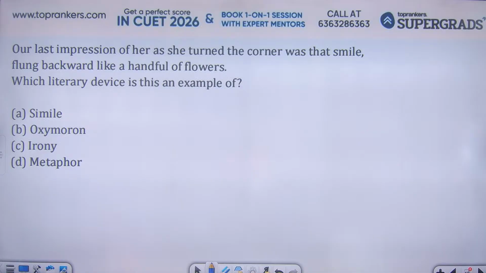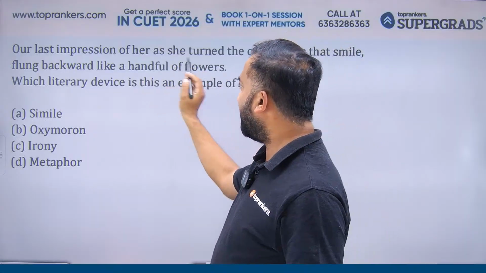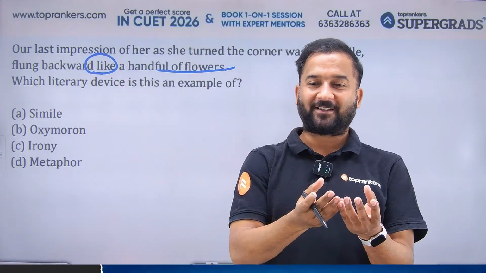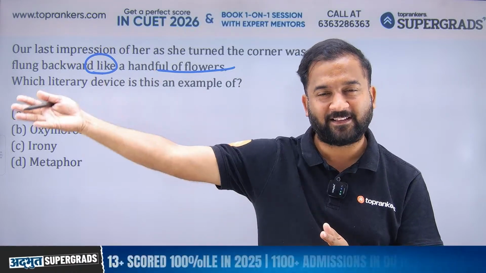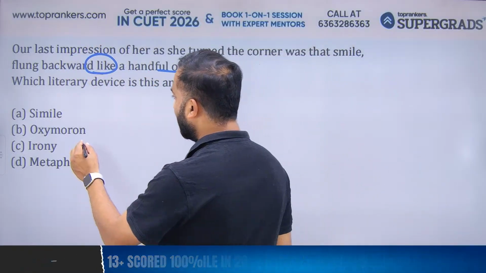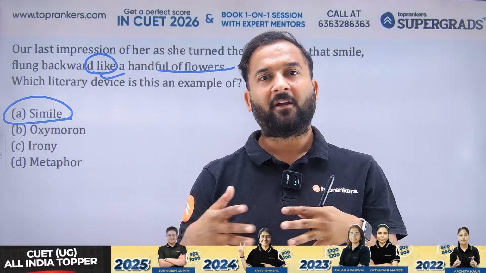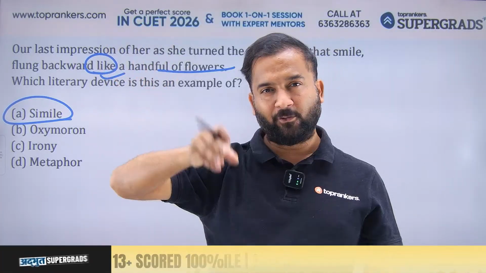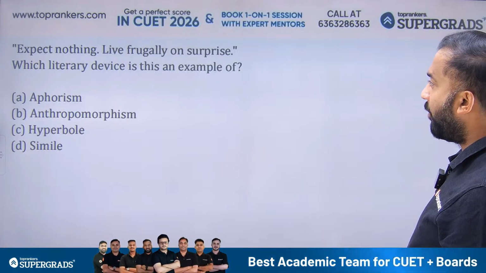Next question. Our last impression of her as she turned the corner was that smile flung backward like a handful of flowers. So her smile was like a handful of flowers, बहुत सारे flowers की तरह. अच्छा स्टेटमेंट है, बट देन अगेन हमें अच्छे स्टेटमेंट में फंस नहीं जाना है. हमें ध्यान देना है कौन सा फिगर ऑफ स्पीच है यहाँ. And the figure of speech here is simile, students, क्योंकि यहाँ पे like लिखा हुआ है. Person's smile is compared with flowers, and they have used like also. So there has to be simile in this question. Moving on to the next question.